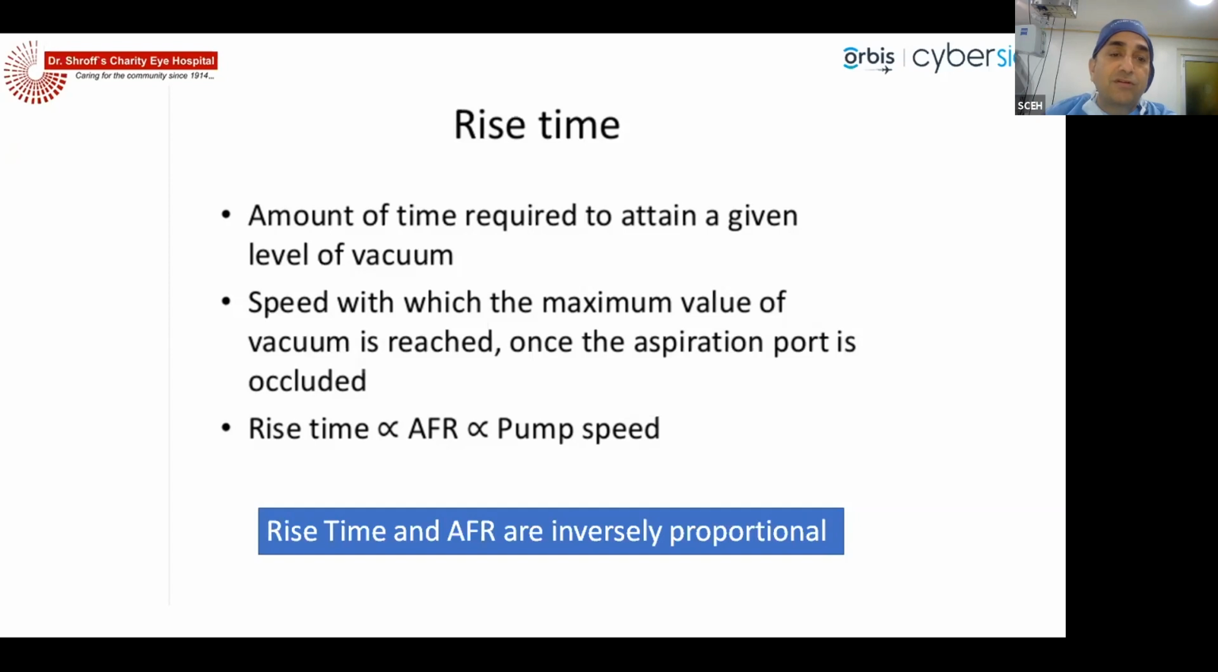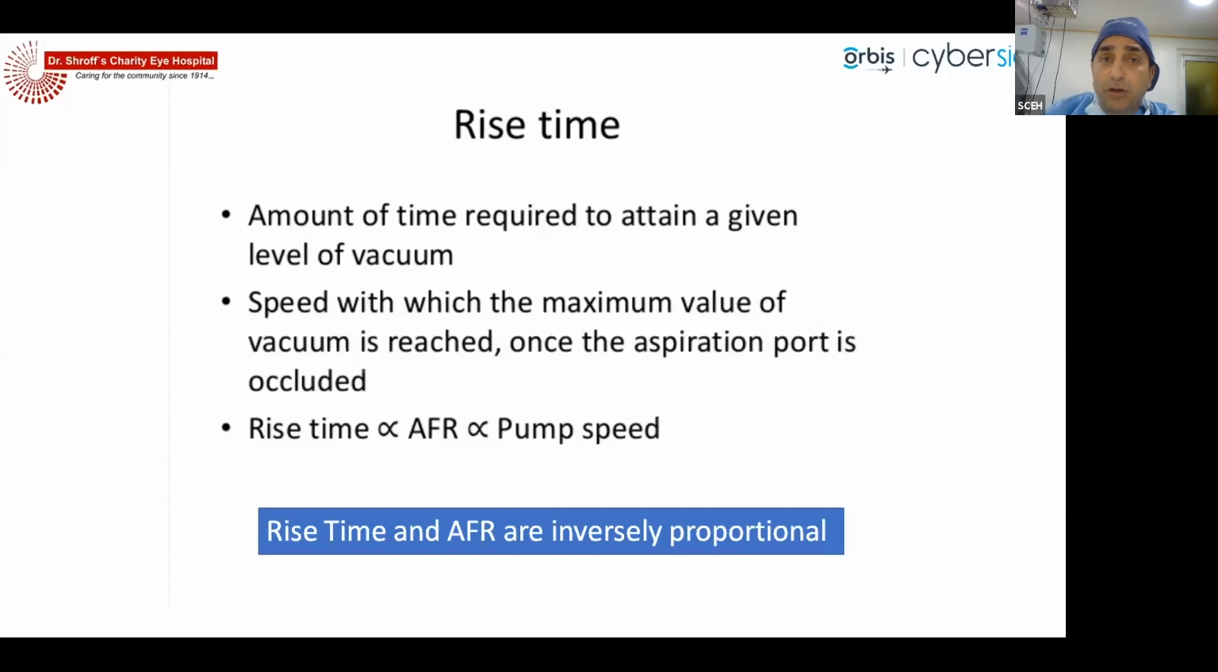Now, rise time is dependent on aspiration flow rate. The higher the aspiration flow rate, the shorter the rise time. So as you increase the aspiration flow rate, you will generate vacuum quickly to the point you want it to reach. So vacuum is either 0 or it reaches the preset value, but the time it takes to reach the preset value is called the rise time.